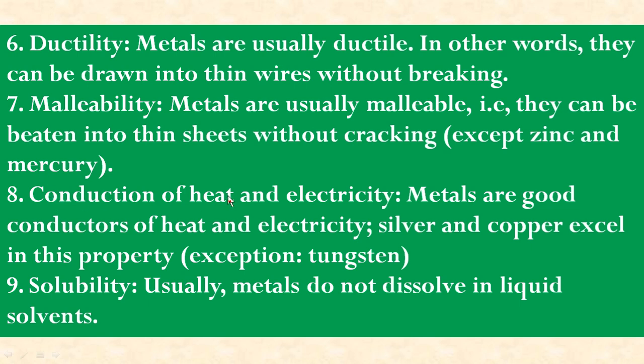Then conduction of heat and electricity. Most of the metals conduct, or pass, electricity and heat. So most of the metals are good conductors of heat and electricity. The best examples are aluminum and silver. These are the best conductors of heat and electricity. Here the exception is tungsten only, whose symbol is W. Solubility: metals do not dissolve in liquid solvents. You already know that metals are solid, so they do not dissolve in liquid solvents. These are the 9 properties of metals.